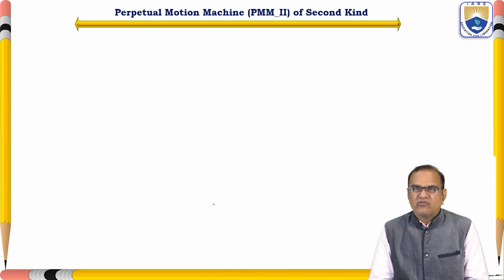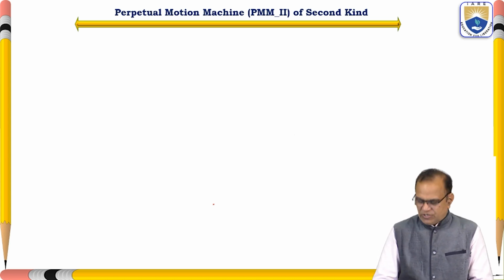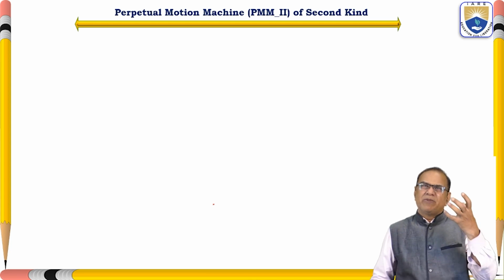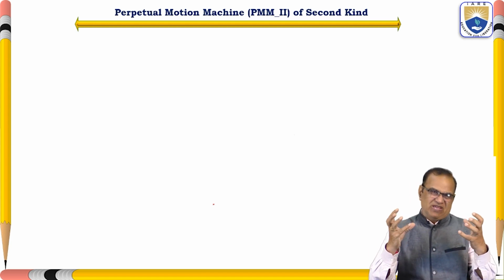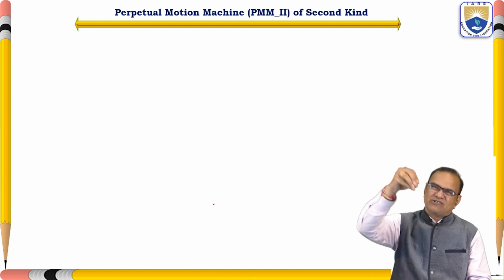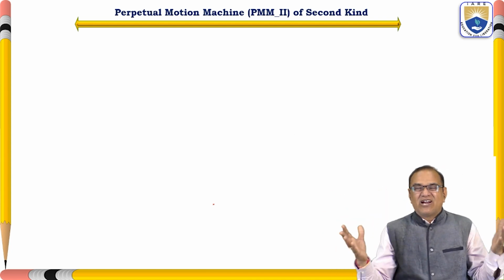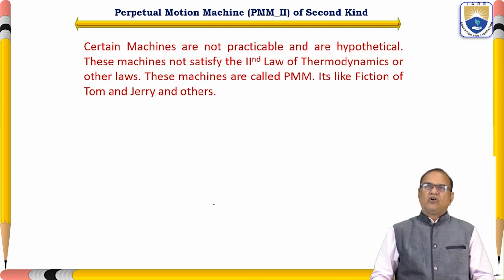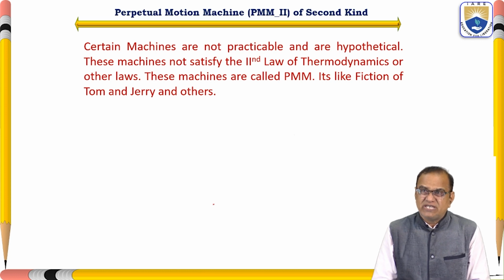Now we will discuss another thing, which is called the perpetual motion machine of the second kind, or PMM 2. It is just an imaginary machine, like a fiction. It means you take the energy from the source, send it back to the source, and still get work done. It is not possible. So what is the PMM? That is the perpetual motion machine.